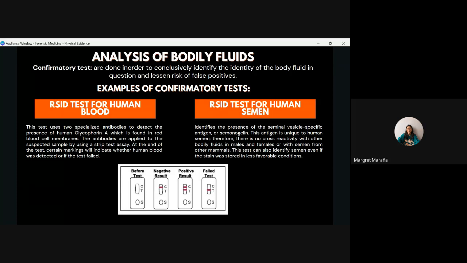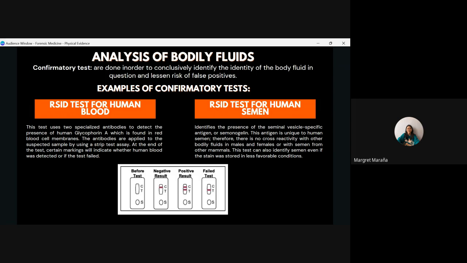Yung C is yung control band, ito yung pang-control dun sa test. And yung T naman is yung pinaka-important, which is the test band. Ito yung pinaka-titignan mo if yung bodily fluid is positive or negative. So, explain ko lang tong apat na pictures. So, pag before test, dapat walang indication siya. Well, ayan lang, blank lang siya.